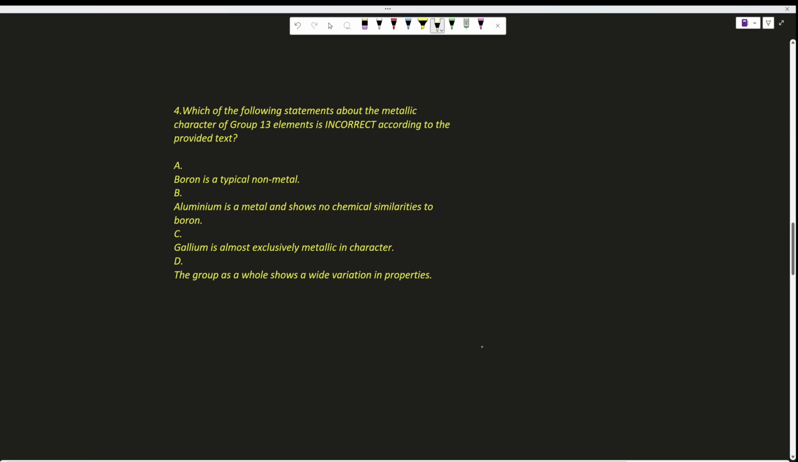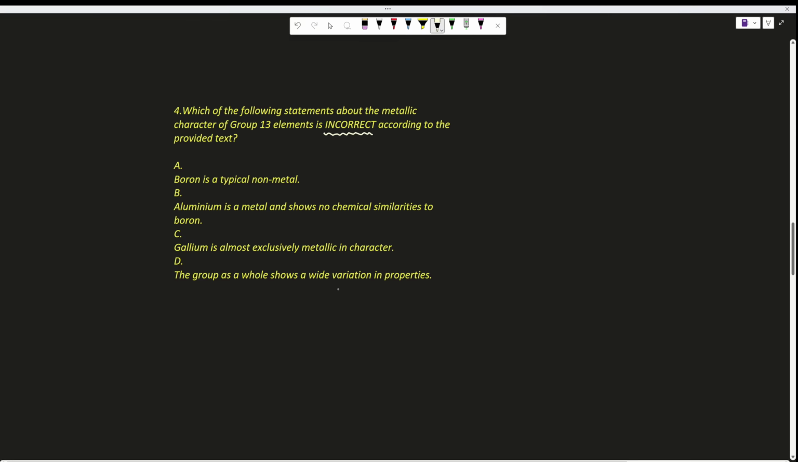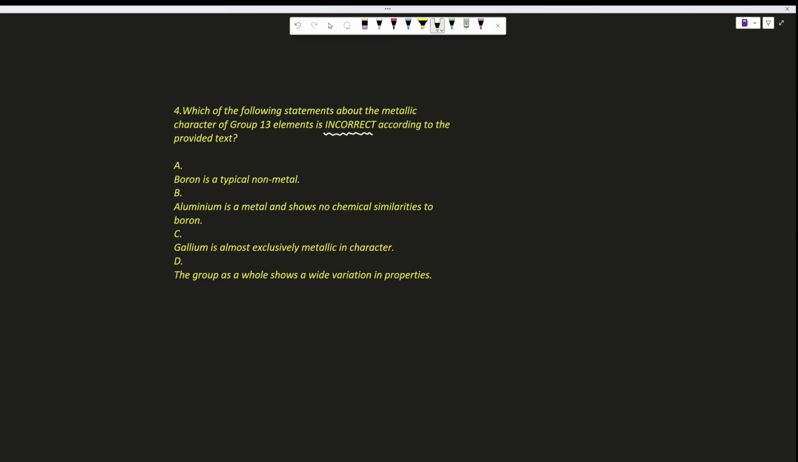Next one. Which of the following statements about the metallic character of group 13 elements is incorrect according to the provided text? First we should check properly whether they are asking for correct or incorrect. That is very important. Here it is asked incorrect. First one: boron is a typical non-metal. That is correct. Then aluminium is a metal, yes, and shows no chemical similarities to boron.